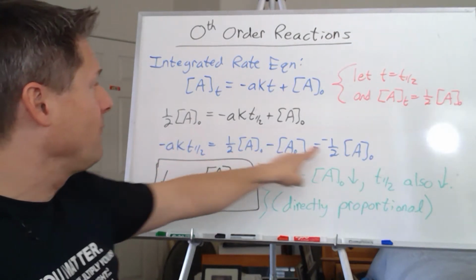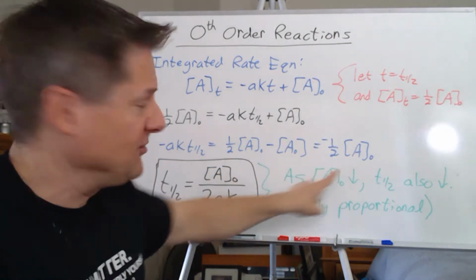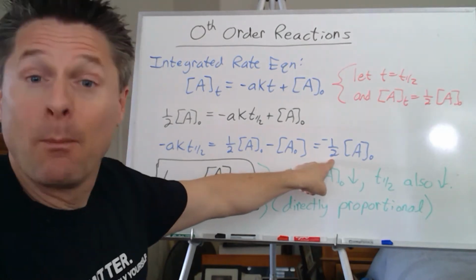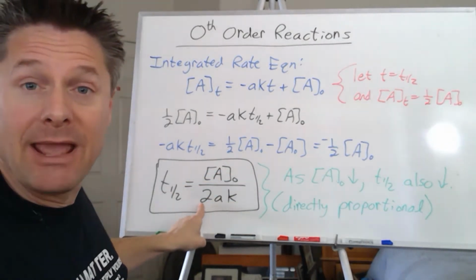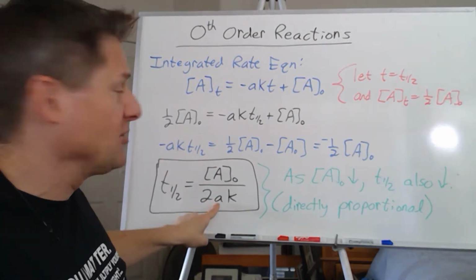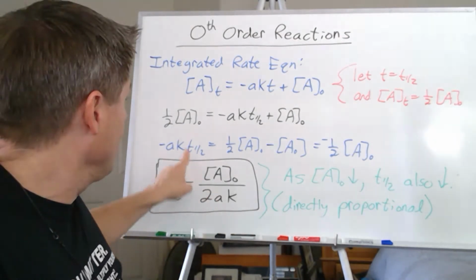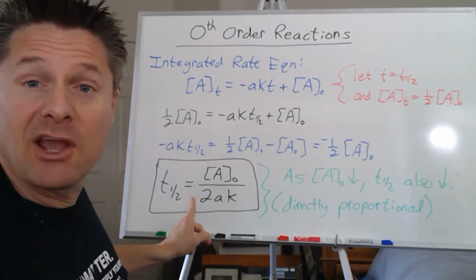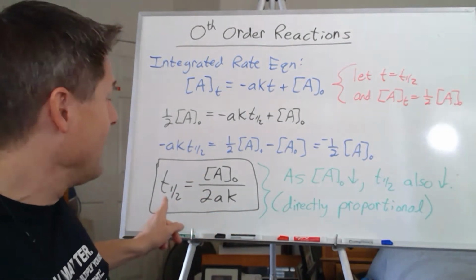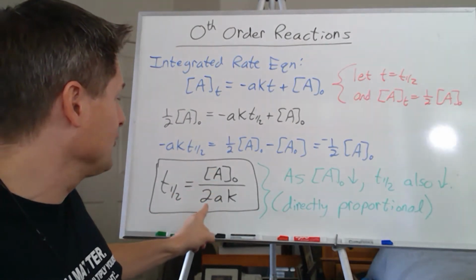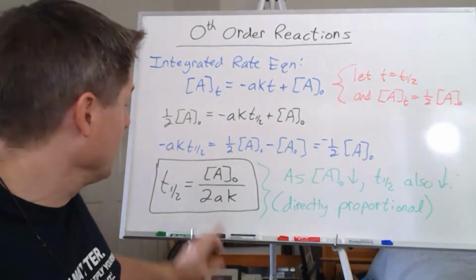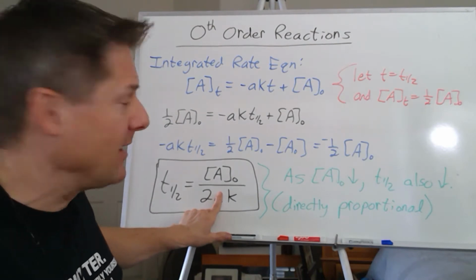So T to the 1/2 will be the initial concentration in the numerator, that number 2 in the denominator, the stoichiometric coefficient in the denominator, commonly 1, and the rate constant in the denominator. So here's the equation we're after for zero-order reactions. The half-life is the initial concentration over 2AK, A commonly being 1. So commonly you'll see it without that in there.